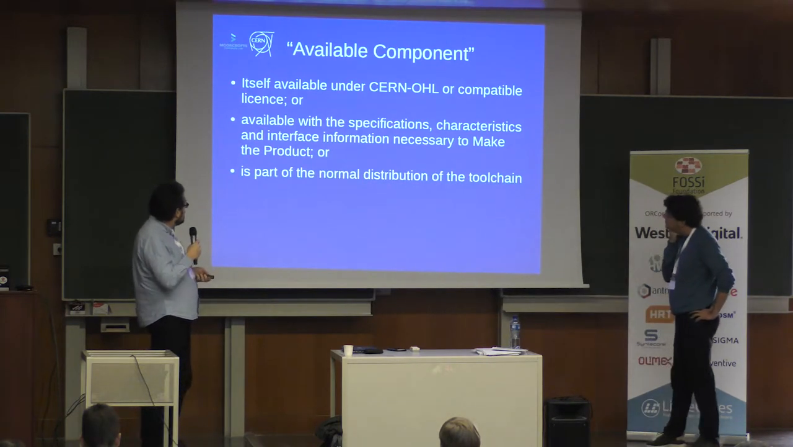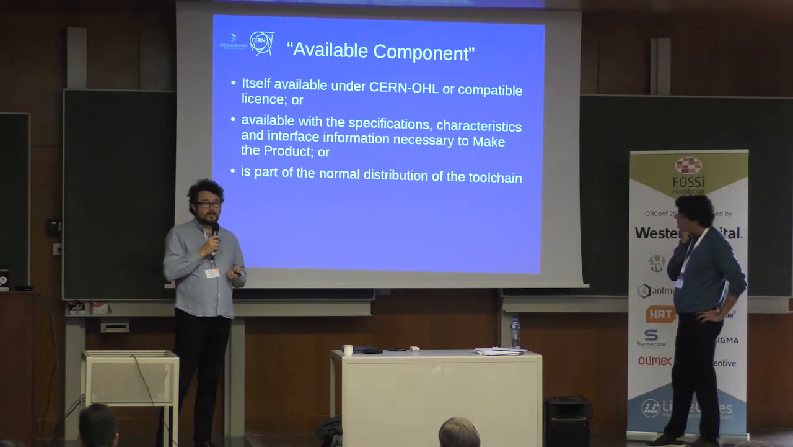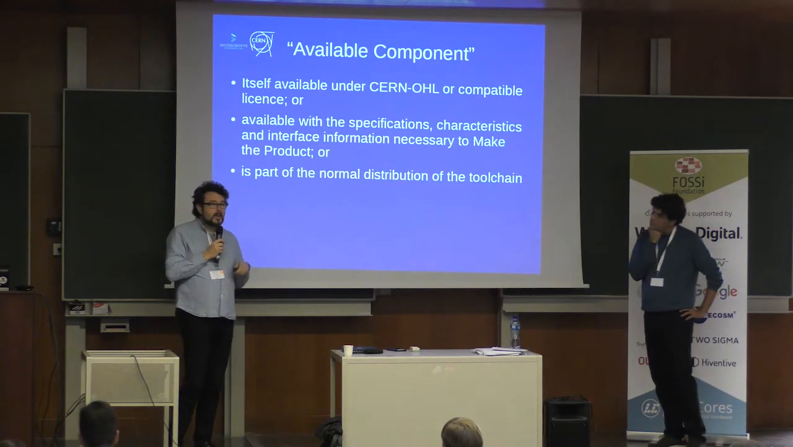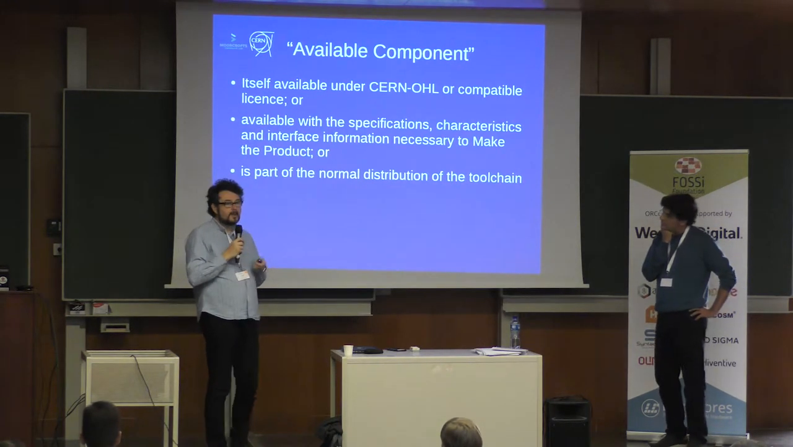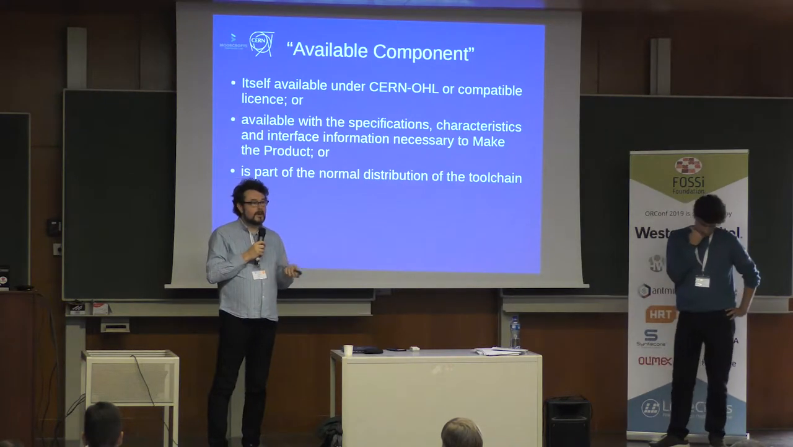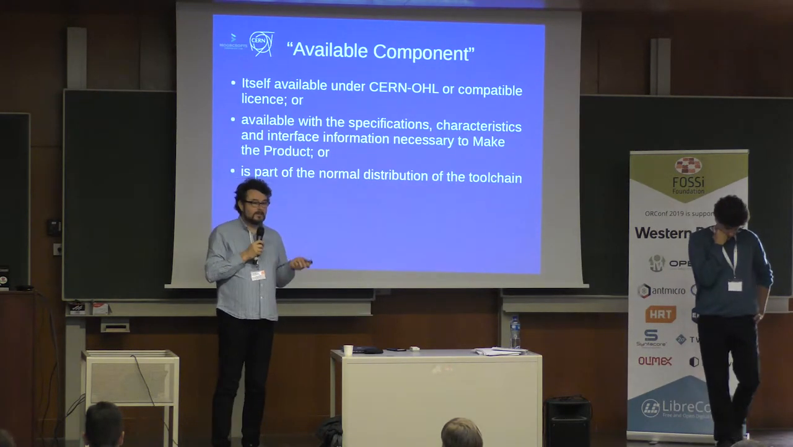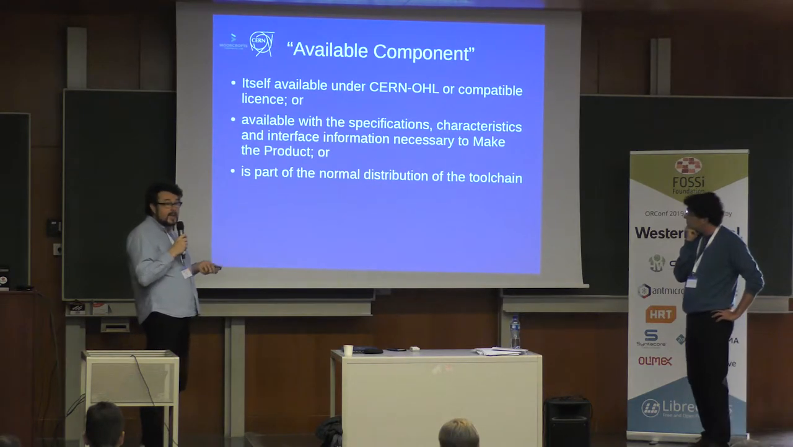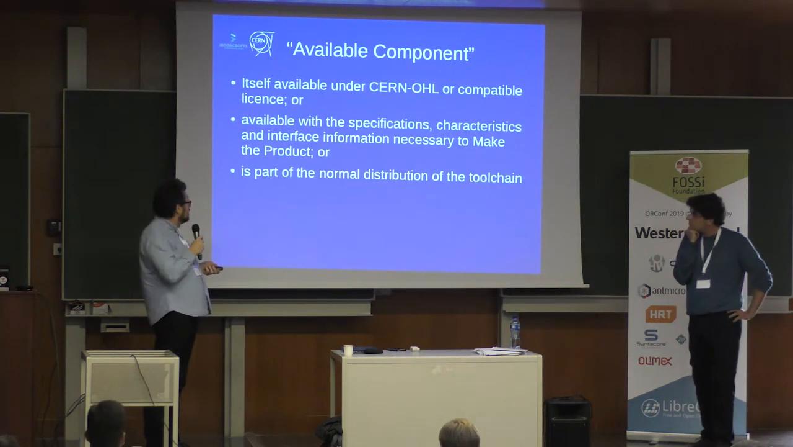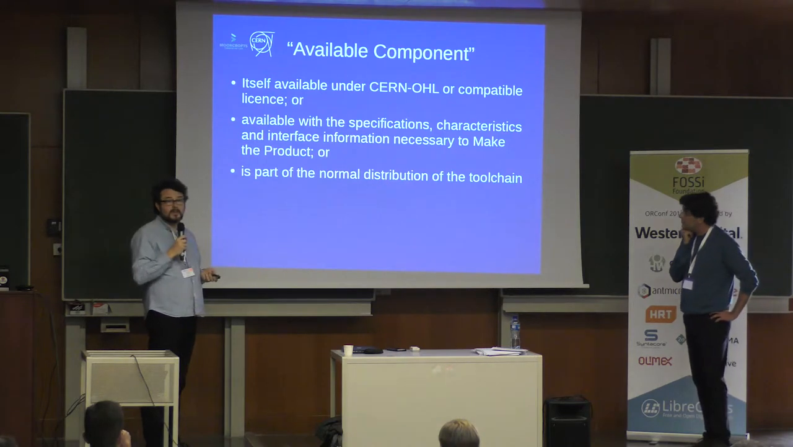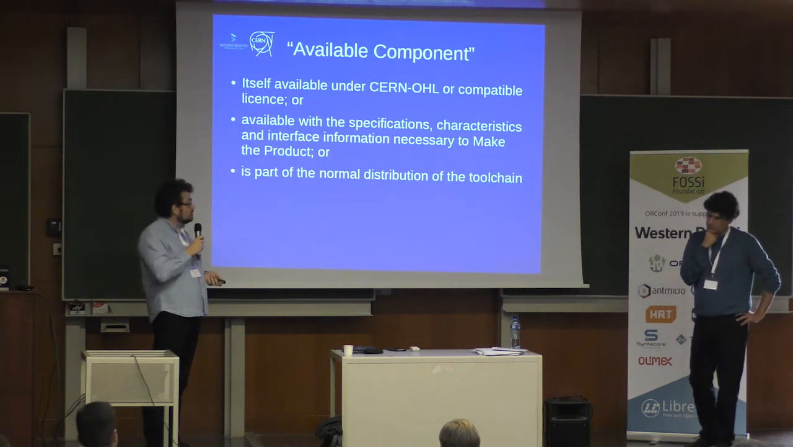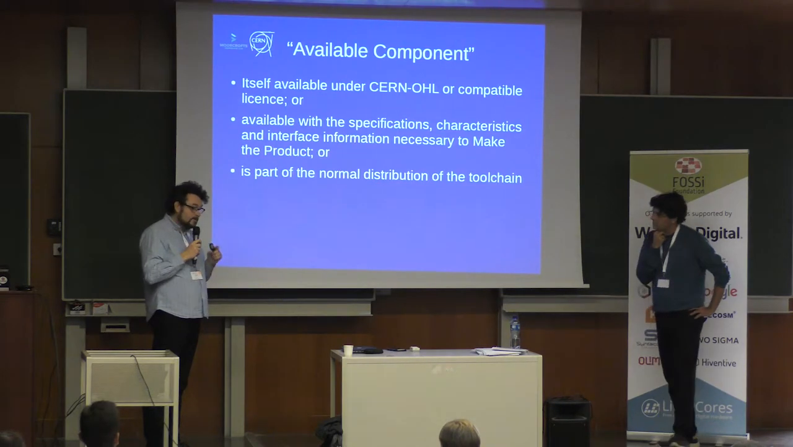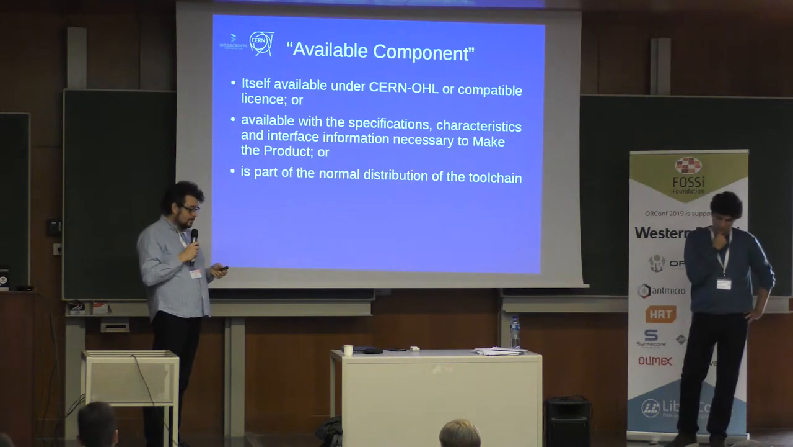And thirdly, if it's part of the normal distribution of the tool chain that you're using, then also it's an available component. And this is a little bit similar to the system libraries exception that you have under the GPL. It just really reflects the realities of life that if you're using a proprietary tool chain, you're not going to have any option. You're going to have to use some components in there which are part of that proprietary tool chain. And it would really over-restrict the use of the license if those weren't accepted.